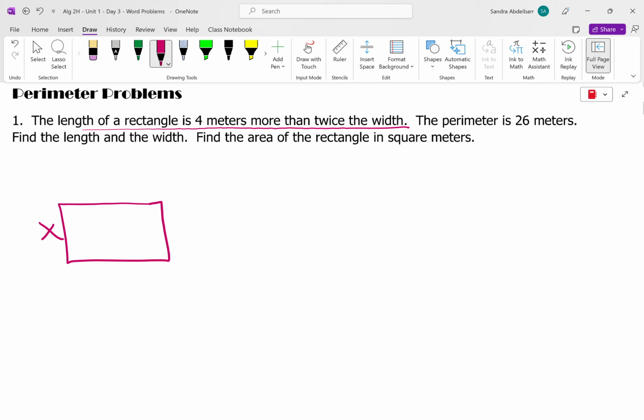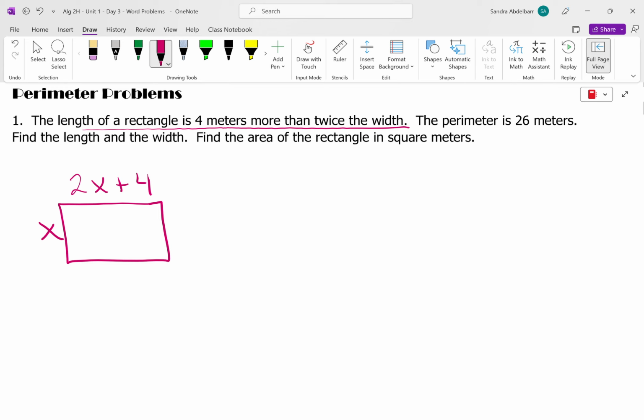Now let's label the length. So now it's saying the length is 4 more than twice X. How am I going to represent 4 more than twice X? Philip? 4 plus 2x. Good, or 2x plus 4.